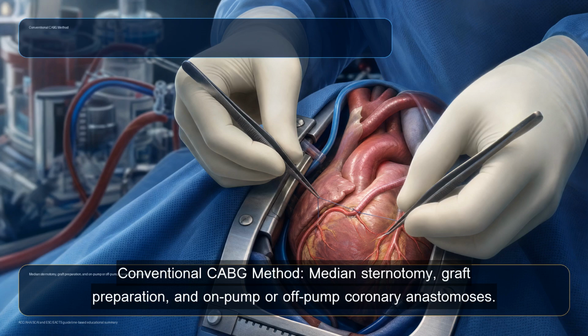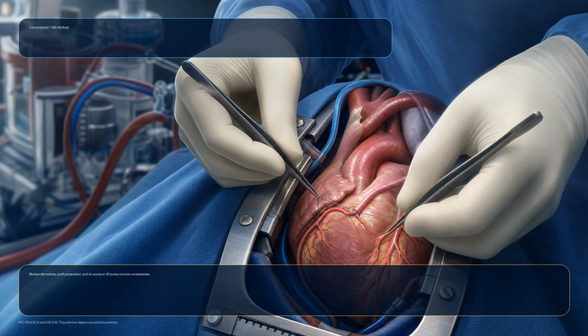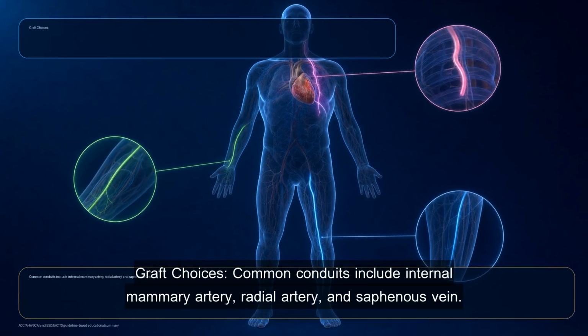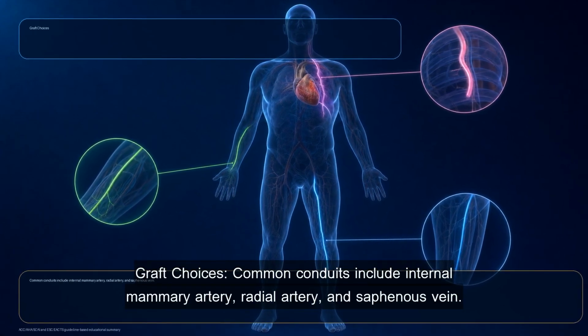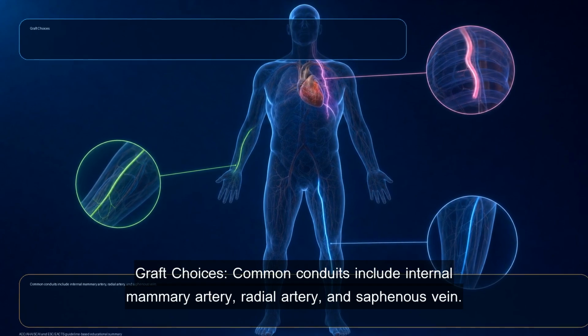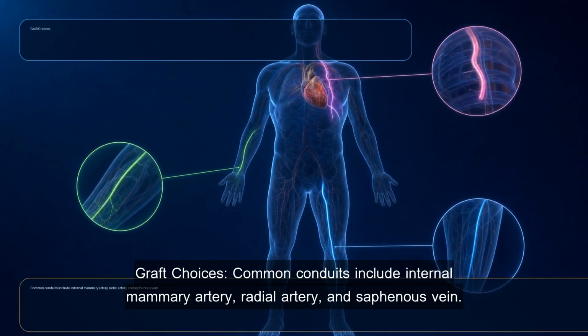Each graft is connected to bring blood beyond a blockage. After all grafts are completed, the surgeon checks flow, closes the chest, and the patient is monitored in the intensive care unit. The exact number of bypasses depends on how many important arteries need treatment. The choice of graft matters because long-term success depends partly on graft durability.